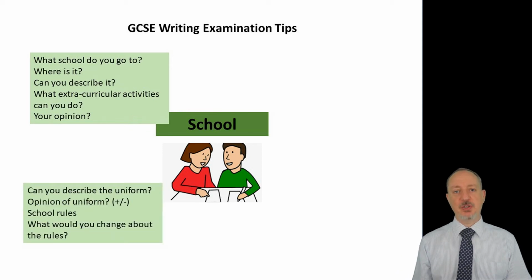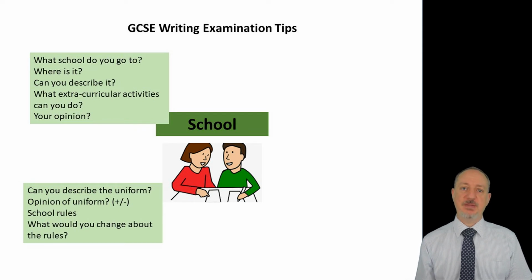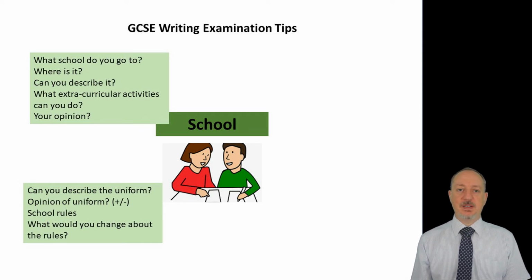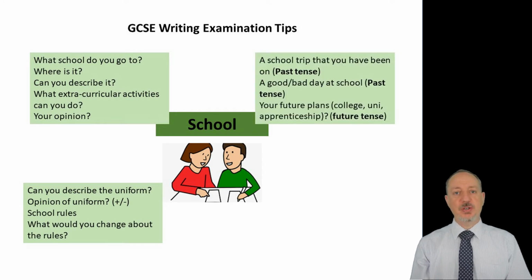Something else you might be asked to talk about is your uniform. So, can you describe it using adjectives with correct adjectival endings? Can you give your opinion about your uniform? Again, try and give positive and negative with reasons. And you might be asked to write about the school rules and say what you would like to change if you had the choice. So as you know, you also need to include different tenses in your writing.